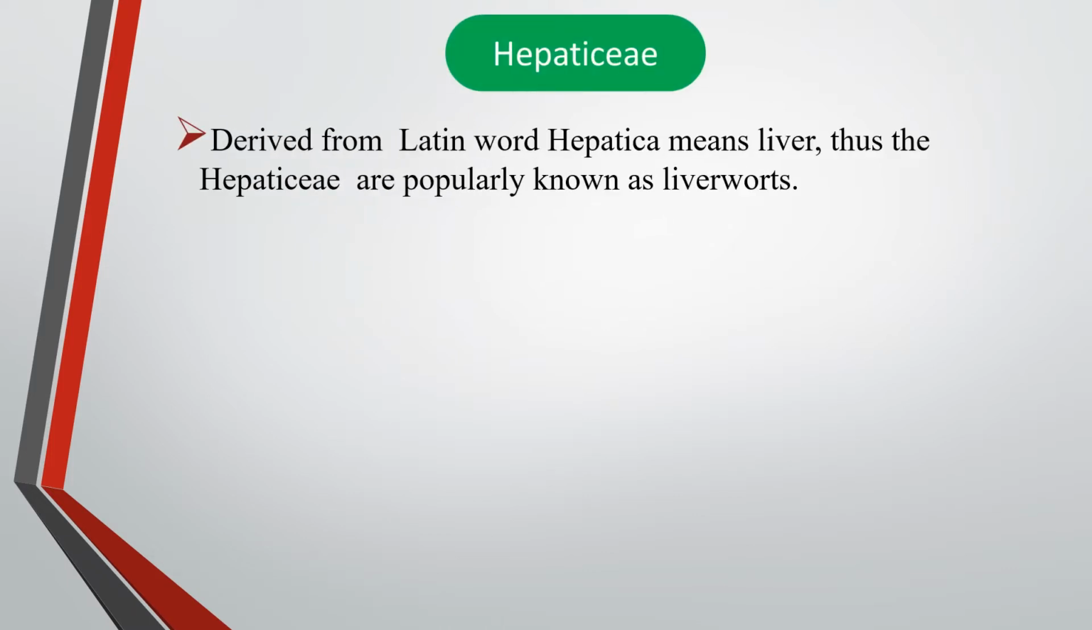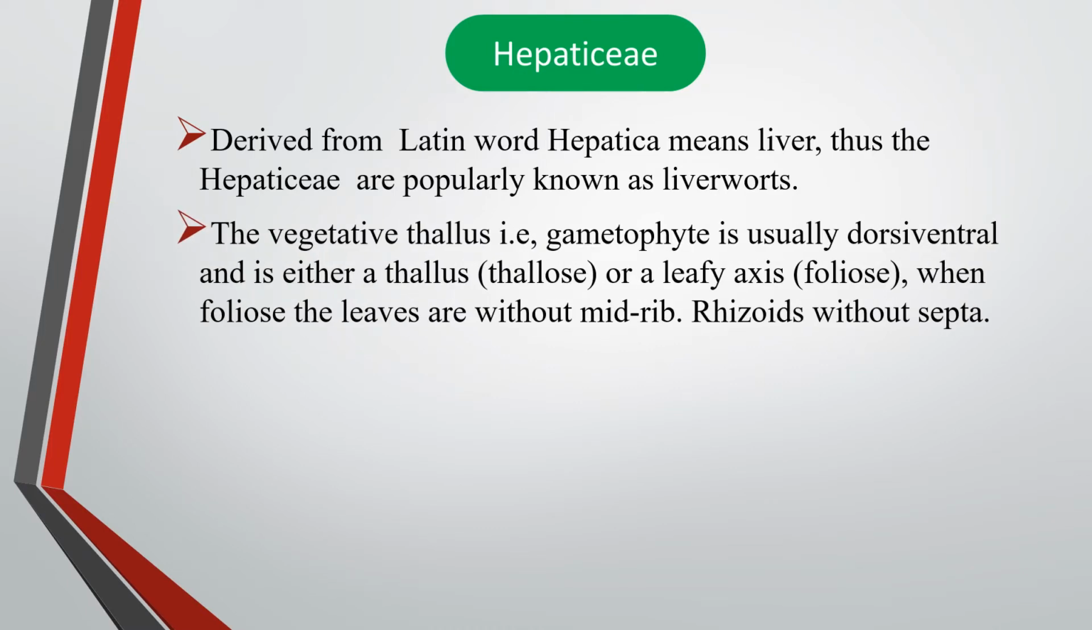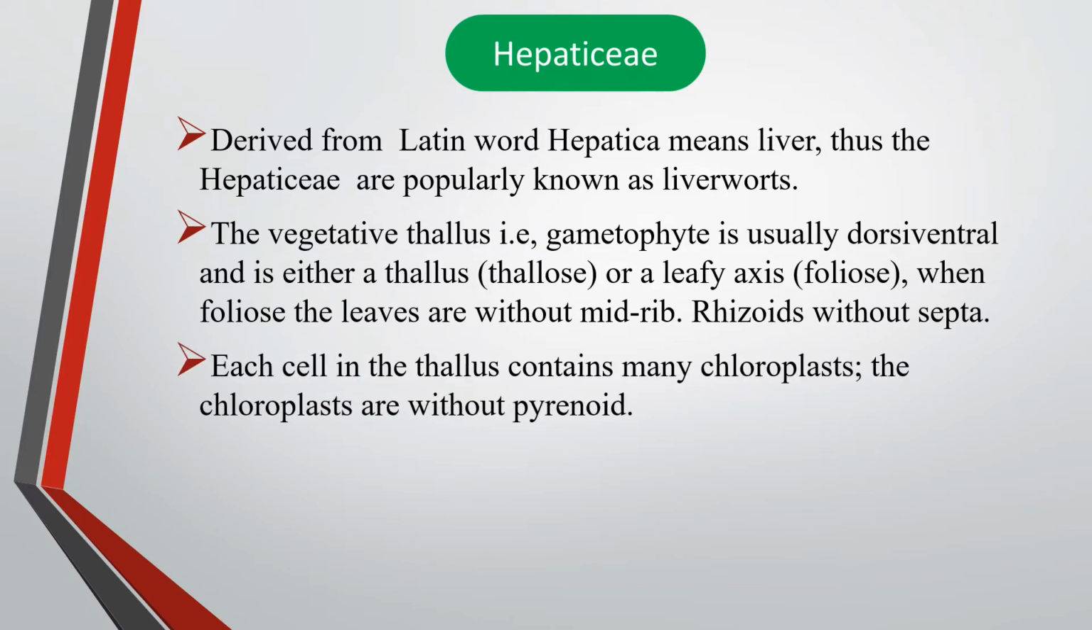Now let us study the characteristic features of Hepaticae. It is derived from a Latin word hepatica, meaning liver, thus the Hepaticae are popularly known as liverworts. The vegetative thallus, that is the gametophyte, is usually dorsiventral and is either thallose, or a leafy axis, foliose. When foliose, the leaves are without midrib. Rhizoids are present but they are without septa. Each cell in the thallus contains many chloroplasts. The chloroplasts are without pyrenoid.